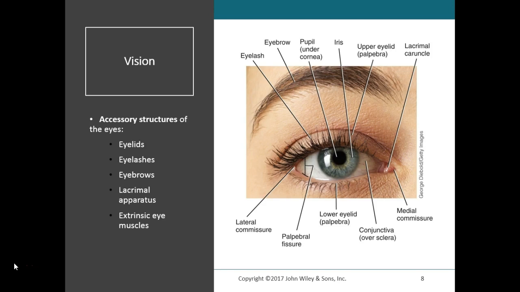We're going to see a little bit more about that in a few minutes when we look at the actual structures that make up that lacrimal apparatus on the next slide. So we'll go ahead and mention those extrinsic eye muscles.